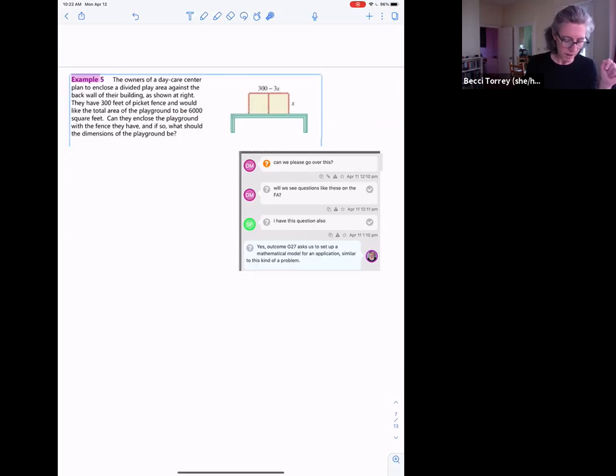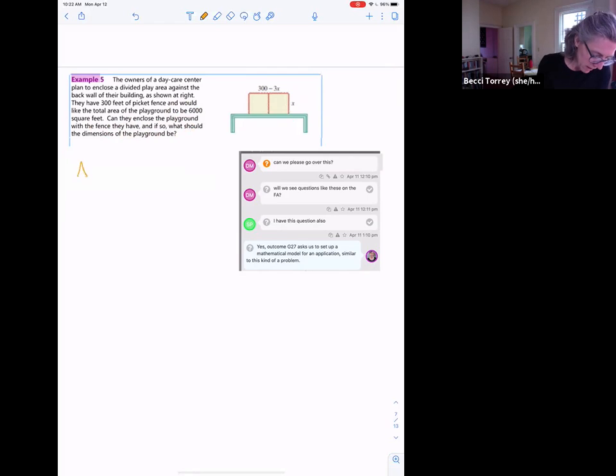So we have something about the fence that we're using, and that's like going along the edges. So that's talking about perimeter. And then the area, right, is length times width for each of these pieces. So can they enclose the playground with the fence they have? And if so, what should the dimensions of the playground be? So we want to think about these two different pieces of information that we have.